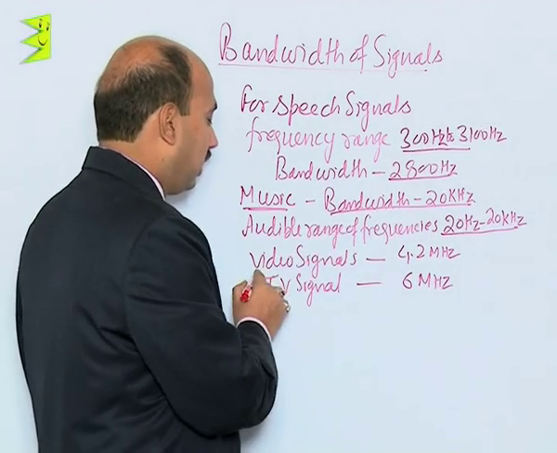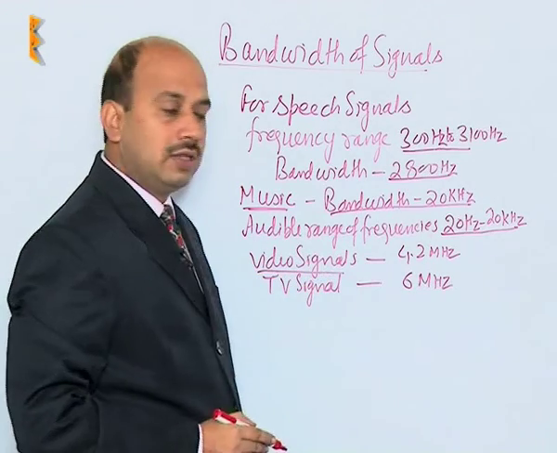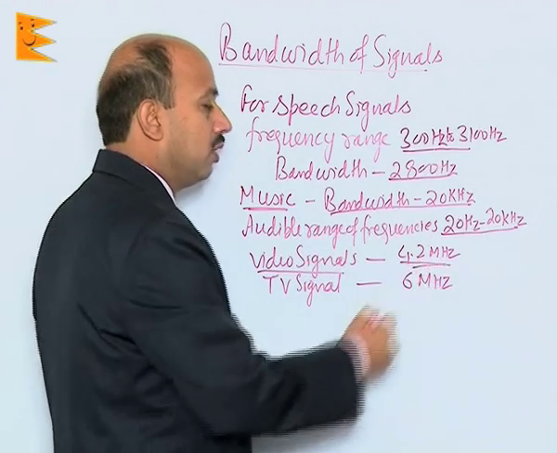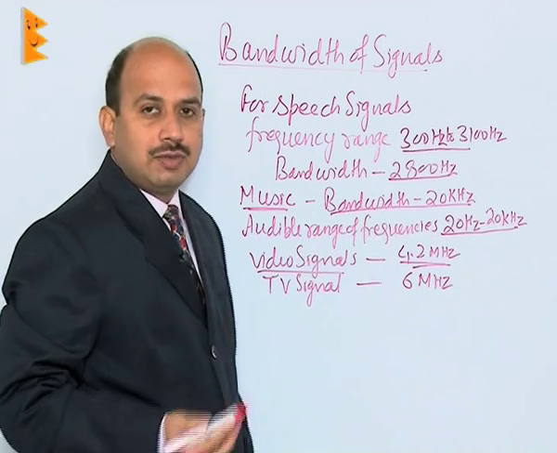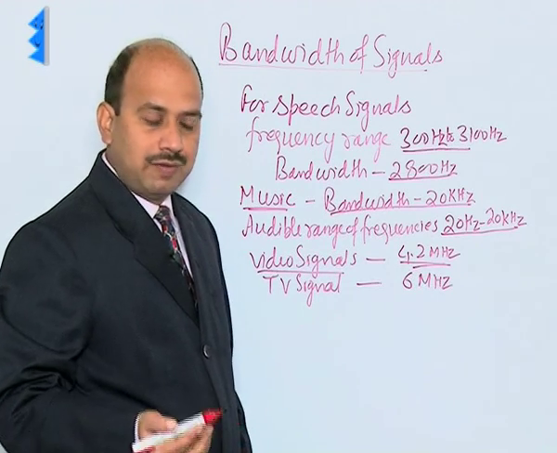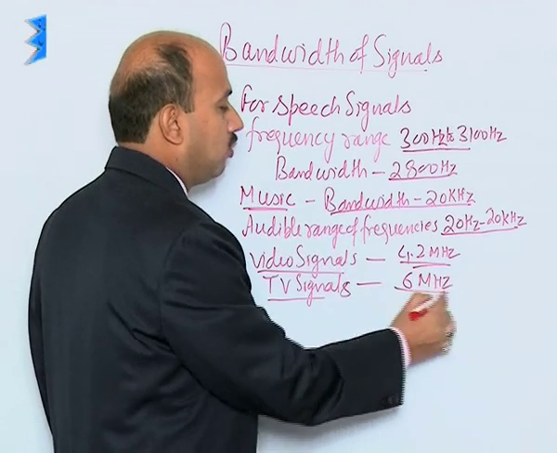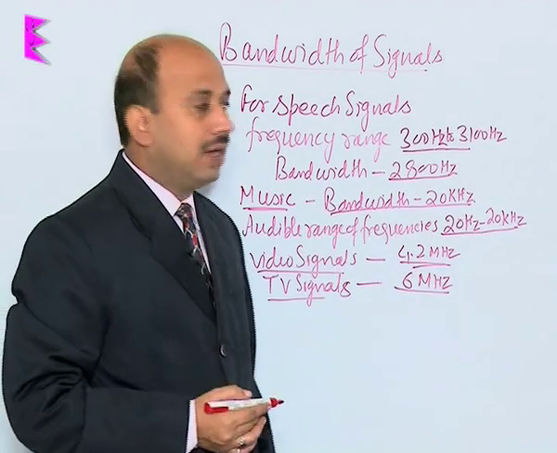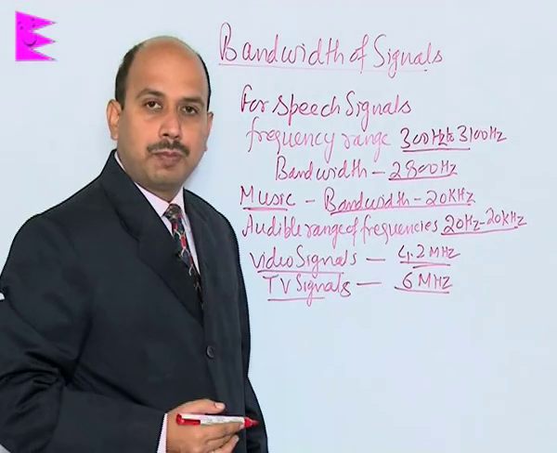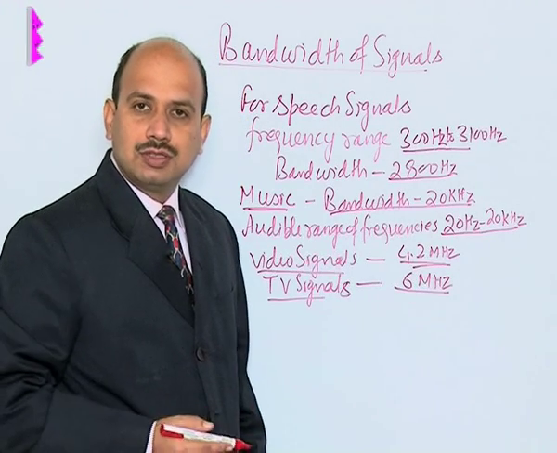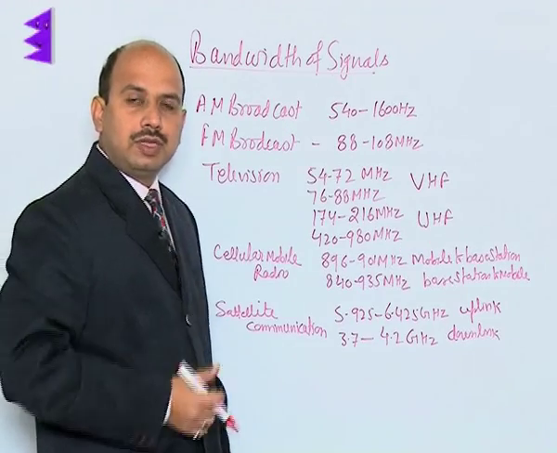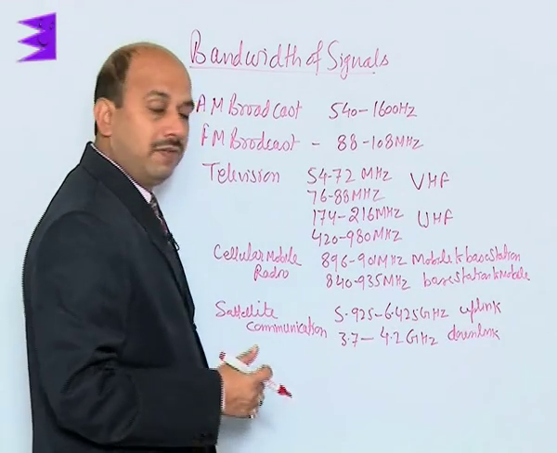Now, video signals. If you are transmitting pictures, then a 4.2 megahertz bandwidth is used. For the TV signal or the TV transmission which you see every day, you use a bandwidth of 6 megahertz. So now these are the bandwidths for the different equipments operating in the different frequency ranges. Here we have just seen the bandwidths of the different equipments.